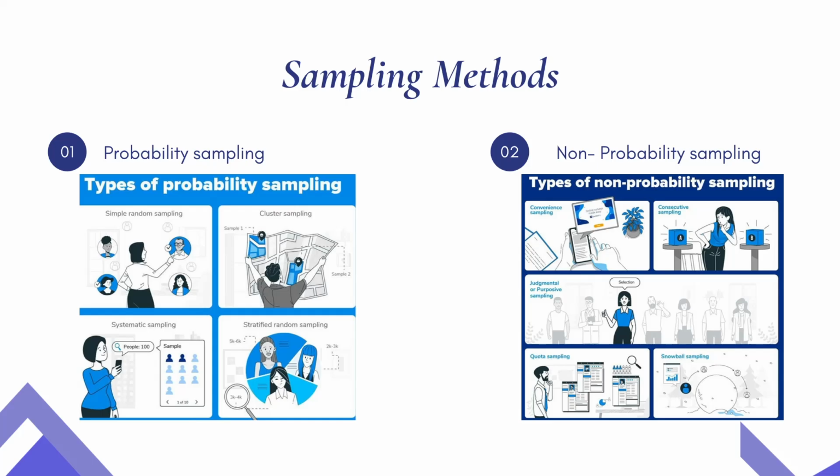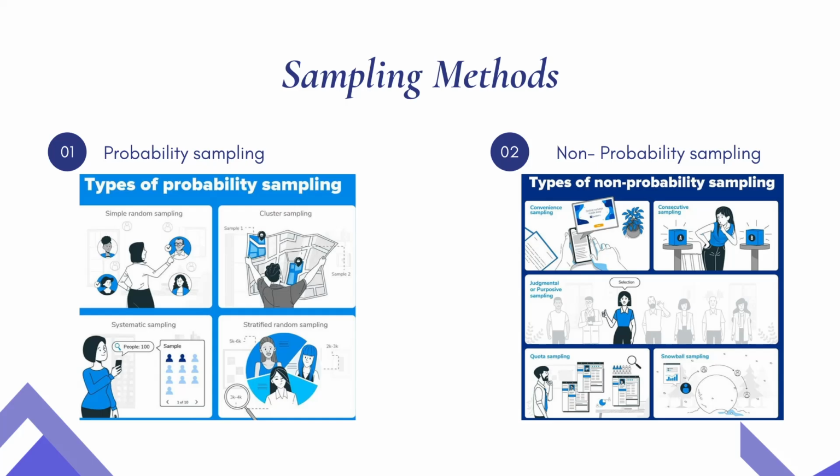The fourth type is quota sampling. This method involves dividing the population into subgroups or quotas based on certain characteristics like age, gender, socio-economic status and so on. The last one is snowball sampling.